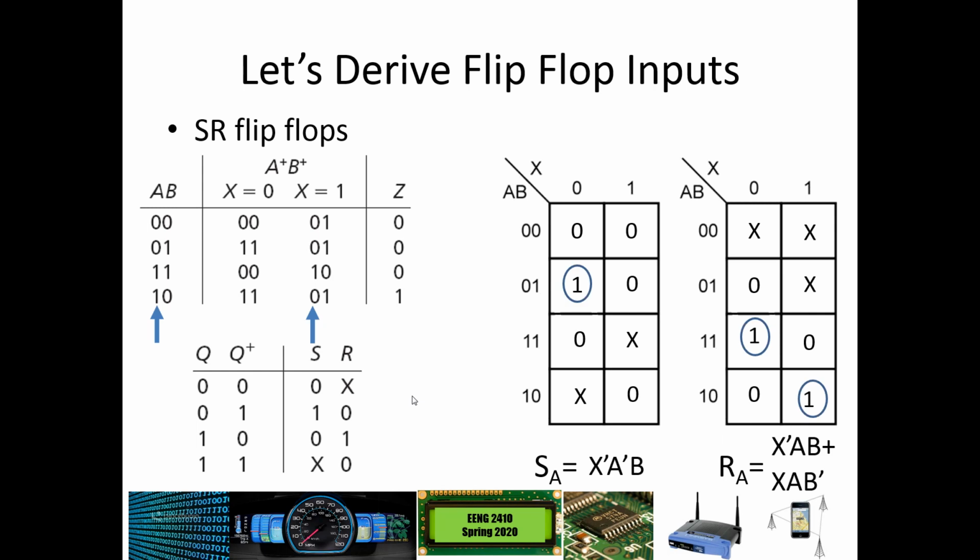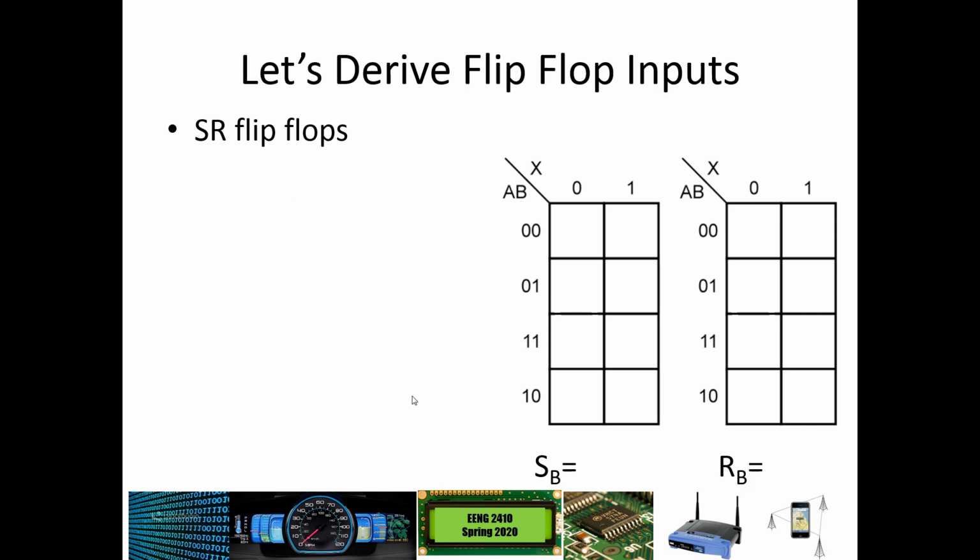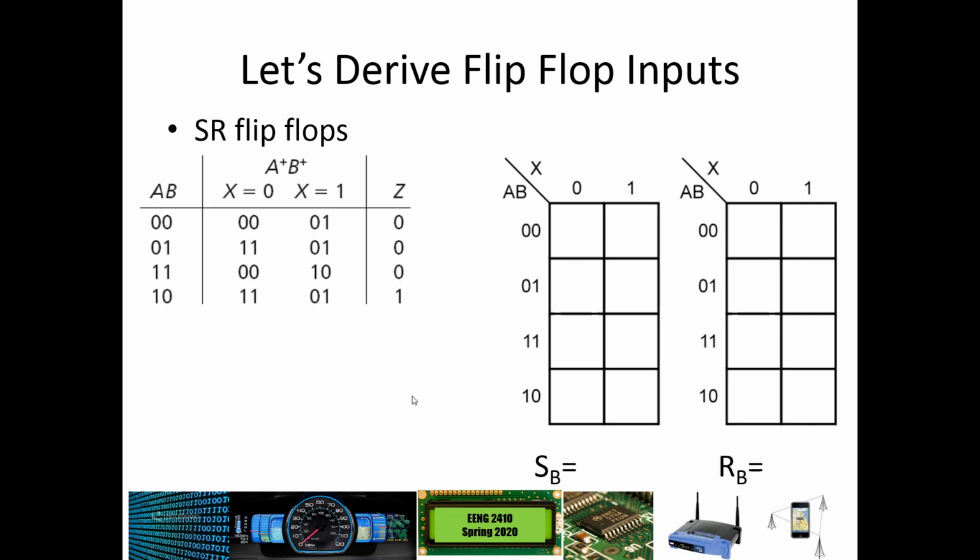So the SA comes out to x prime a prime b. That poor little one doesn't have any neighbors that it can circle up with, and neither do the ones on the R K-map. And so we get x prime ab or x a b prime. This is just deriving the logic for the SR flip-flop for A. Now we have to do the same thing for B, so let's do that again for B.